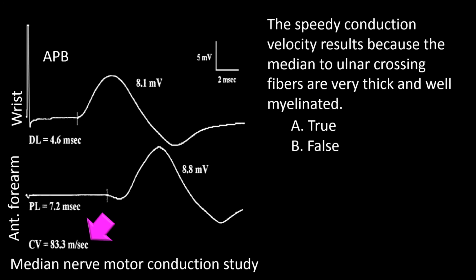Please take a look at this frame and try to choose the correct answer. The question is, the speedy conduction velocity results because median to ulnar crossing fibers are very thick and well myelinated. A true, B false.